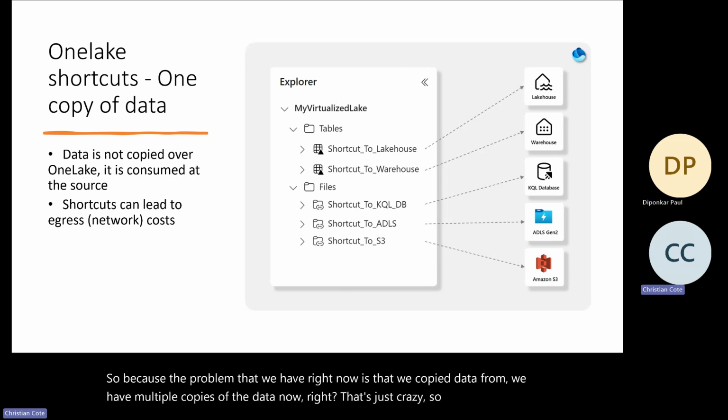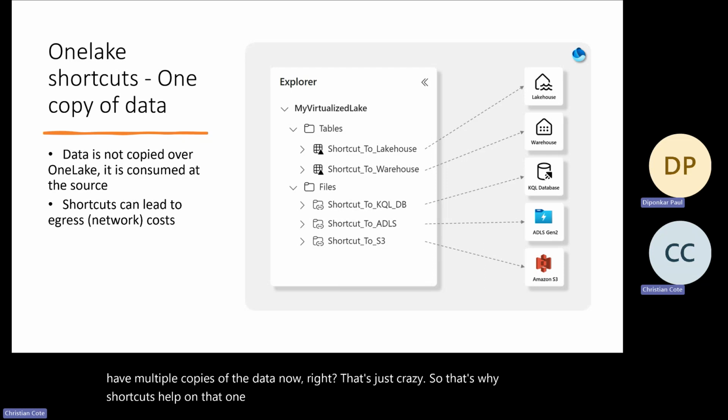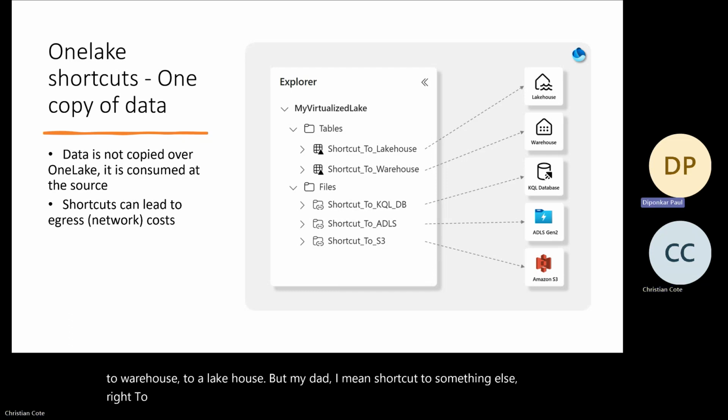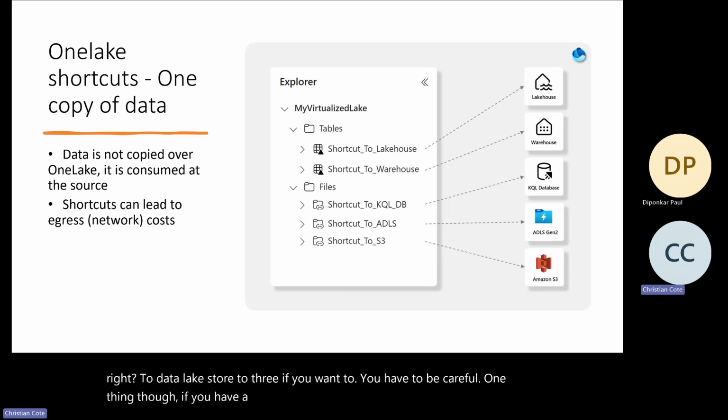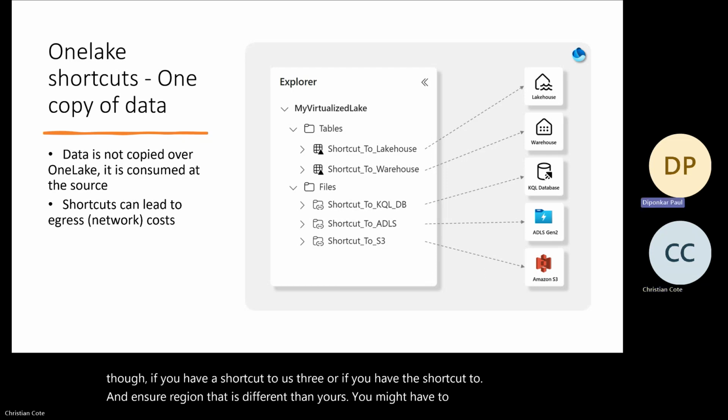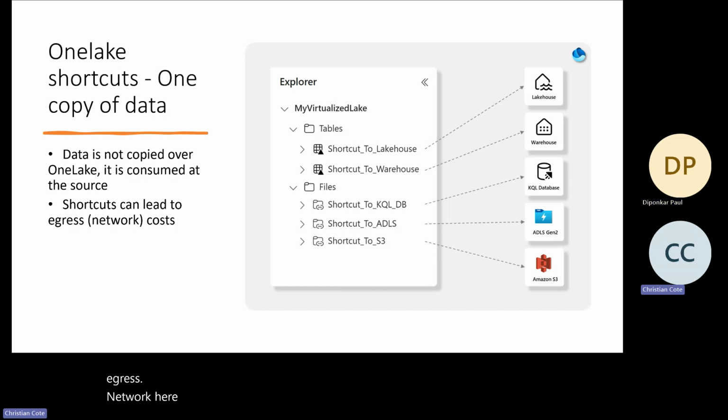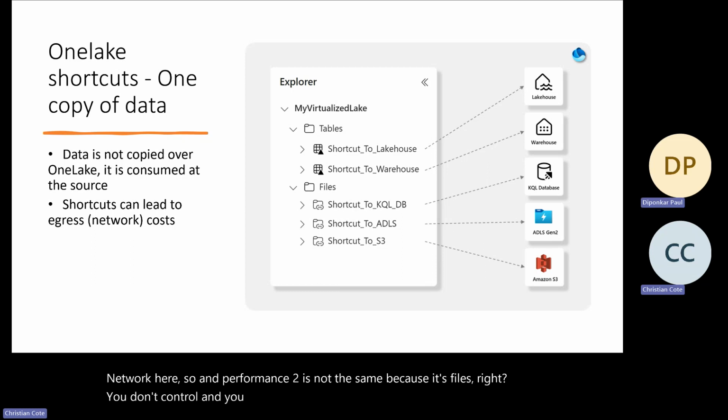That's why shortcuts help, because I can have a shortcut to a warehouse, to a lakehouse, but also to something else, like a data lake store, or S3 if you want. You have to be careful of one thing though. If you have a shortcut to S3, or to an Azure region that is different from yours, you might have to pay some network egress. Performance is also not the same because it's files. You don't control what will be in those files, or what the structure will be, so your pipeline might fail.